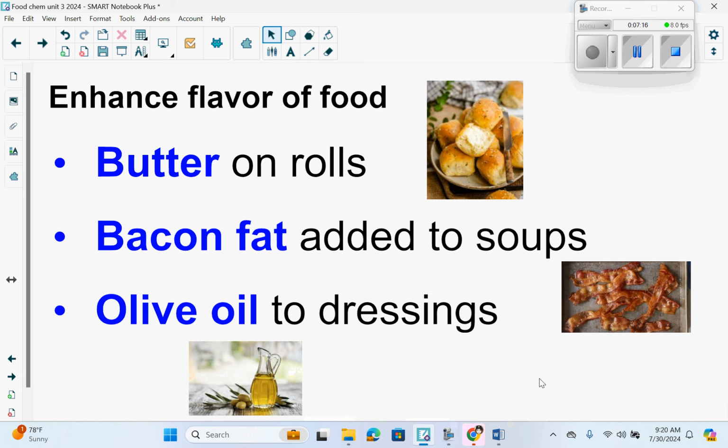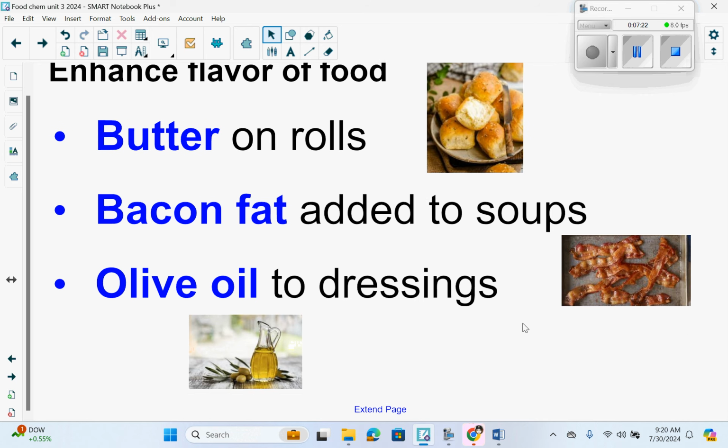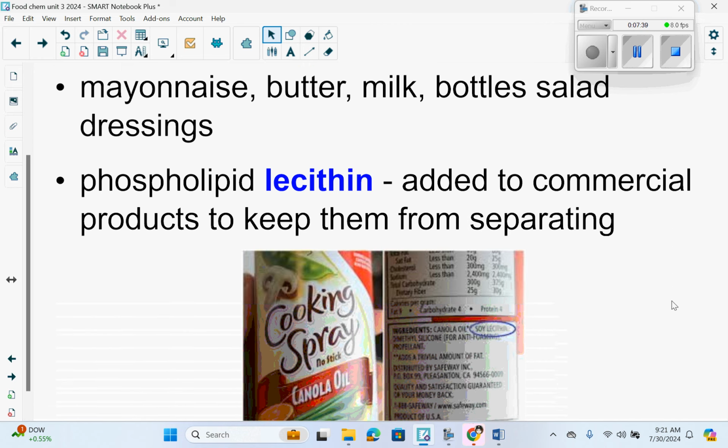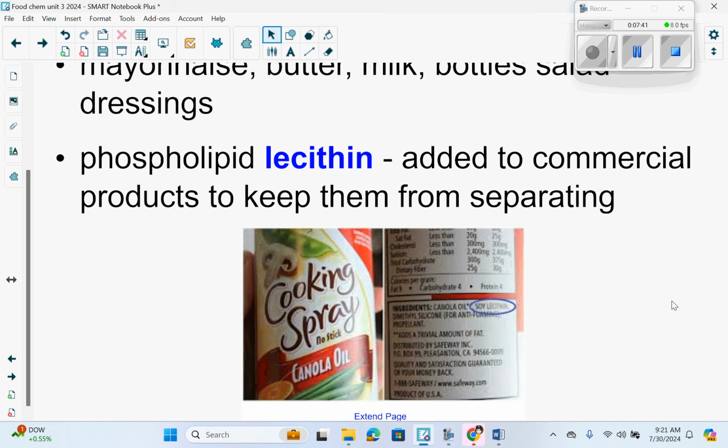Lipids enhance the flavor of foods. This is why you add butter to rolls. Bacon fat is often added to soups. Olive oil is added to dressings. They act as emulsions. A water and a lipid mixture is what your basic emulsion is. This is your mayonnaise, butter, milk, and your bottles of salad dressing. The phospholipid lecithin is added to commercial products to keep them from separating, right? You see here is soy lecithin on the label.